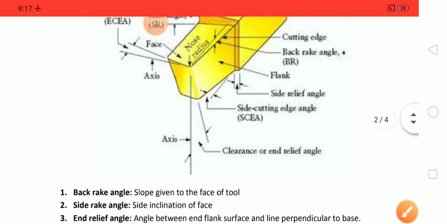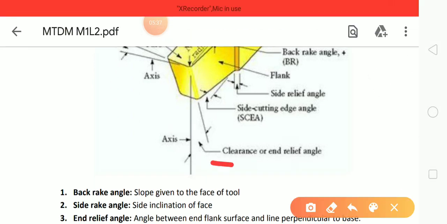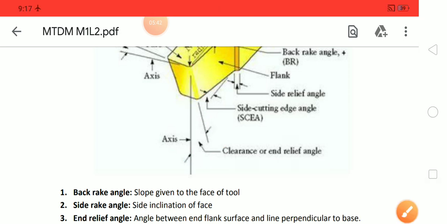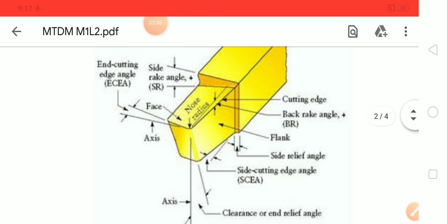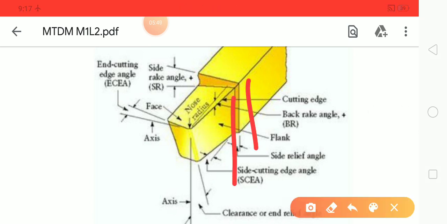Similarly, there is the end relief angle here. See, this is the end relief angle. And similarly, if there is an end relief angle, there is also a side relief angle. See, here is the side relief angle.